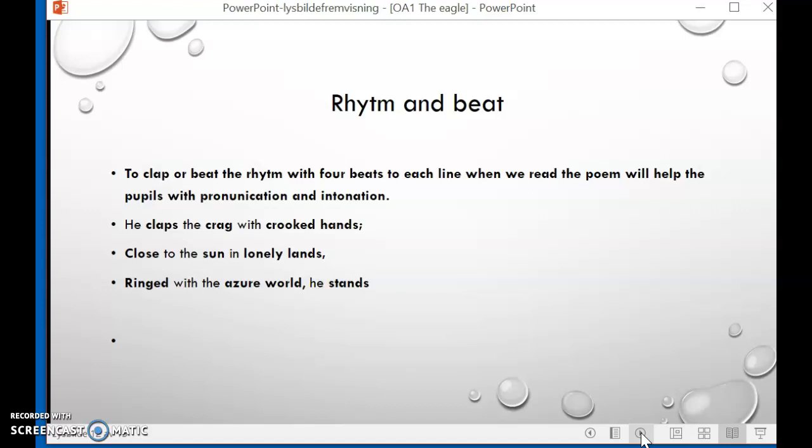He claps the crag with crooked hands, close to the sun in lonely lands, ringed with the azure word he stands.